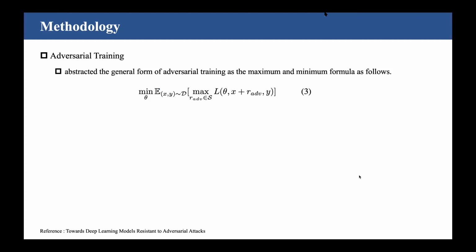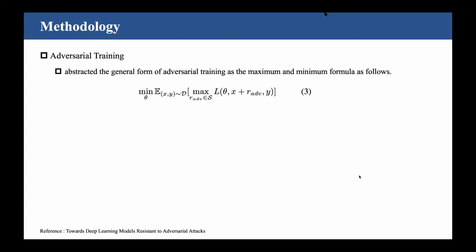In the procedure of adversarial training, the input samples will first be mixed with some small perturbation to generate adversarial samples. The model is trained with both the original input samples and the generated adversarial samples to enhance its robustness and generalization. Madry abstracted the general form of adversarial training as the min-max formula, where x represents the embedding vector of the input token, r_adv is the perturbation applied to the input, and L is some loss function like cross entropy.